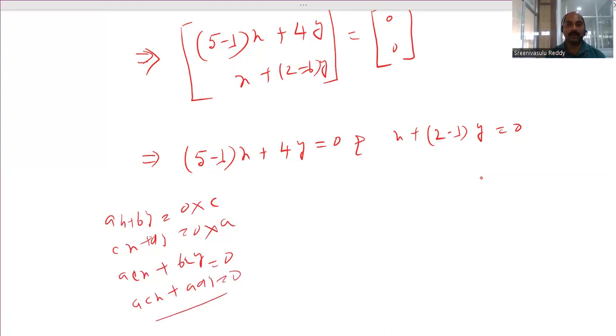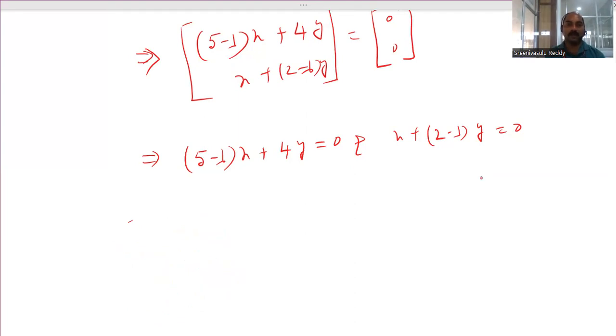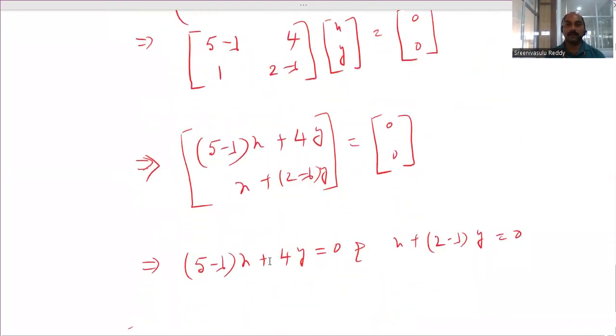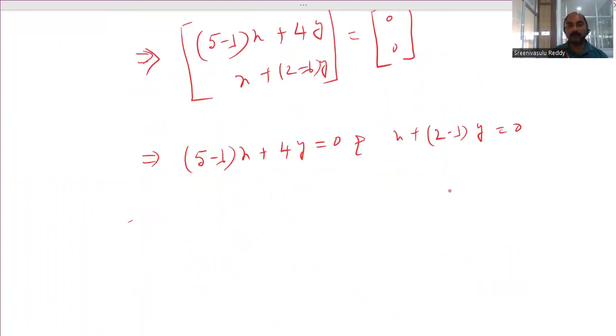Now subtract like this as you wish, or you can apply our procedure, reduce into row echelon form. This is 2 by 2, so no need to apply the earlier procedures; it is better to simplify. But for practice purposes, here I am using the row echelon form method. This is the coefficient matrix.